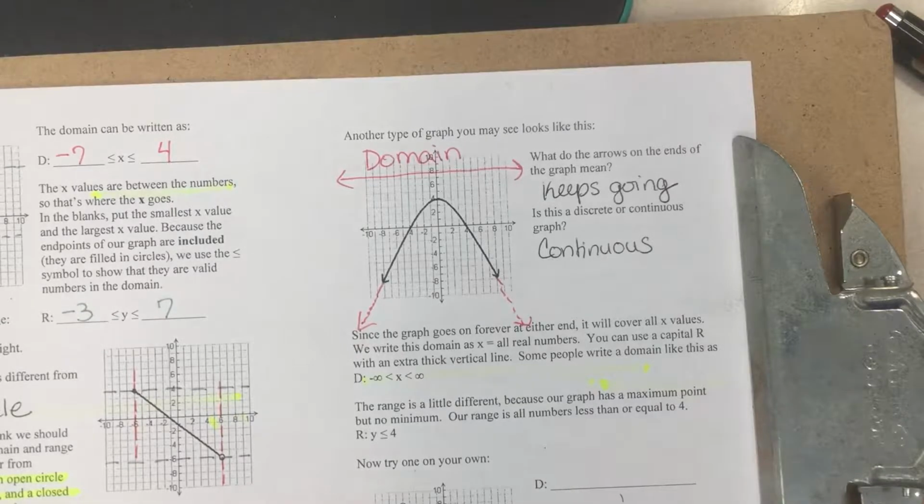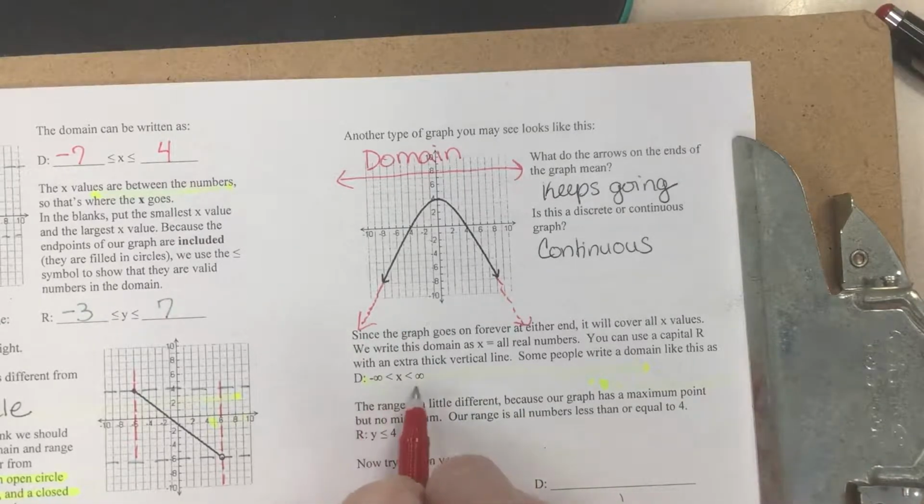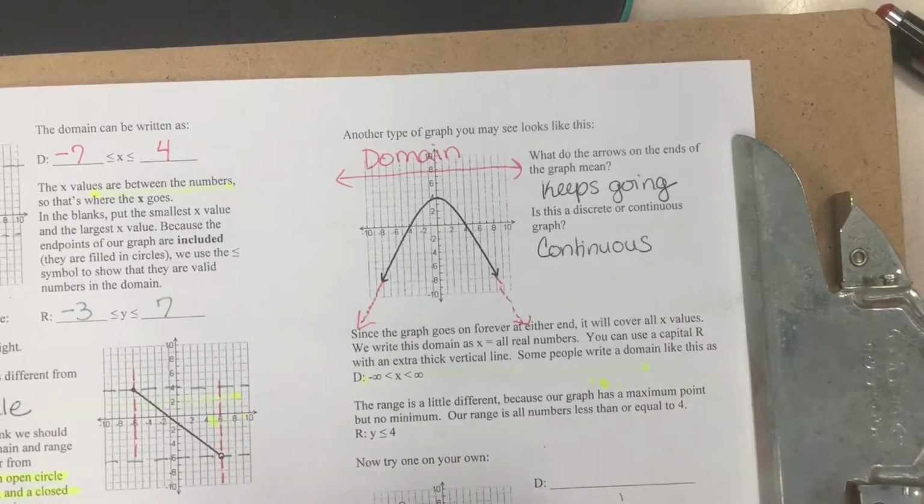So if that's my domain, this is how I would write that. I would write it as negative infinity to positive infinity. So negative infinity is like the smallest number you could ever possibly have. Positive infinity is the biggest number you could possibly have. So you just have to write it out like that with your x in the middle.